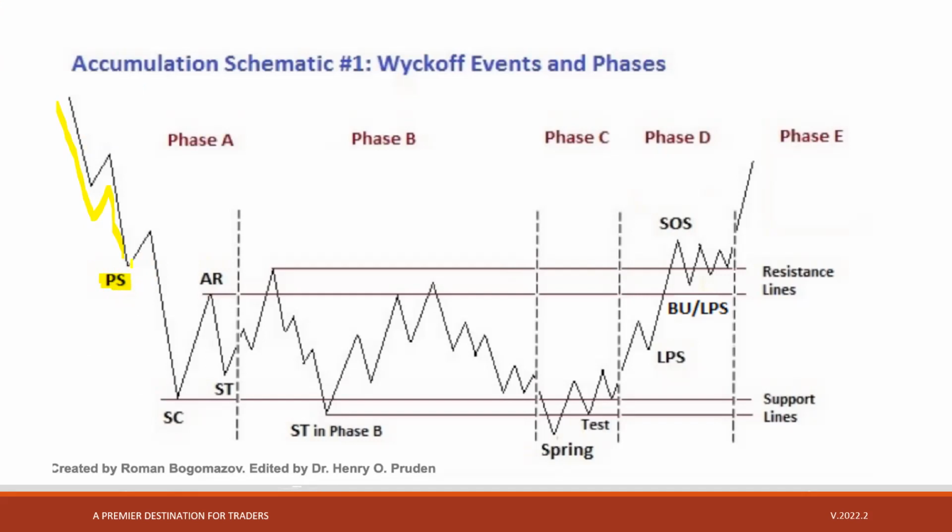So we have the preliminary support, and then we have SC. SC stands for selling climax. This is basically the end of the selling, where the trend is basically shifting, so the end of that trend. And then we have what we call an automatic rally, AR. Now, AR stands for automatic rally.